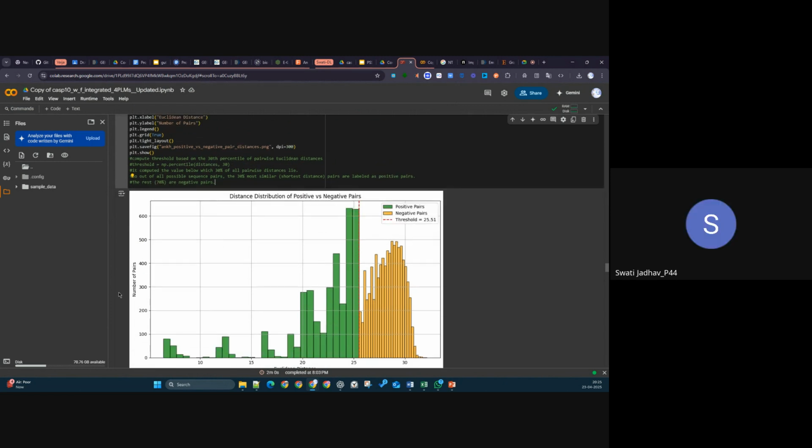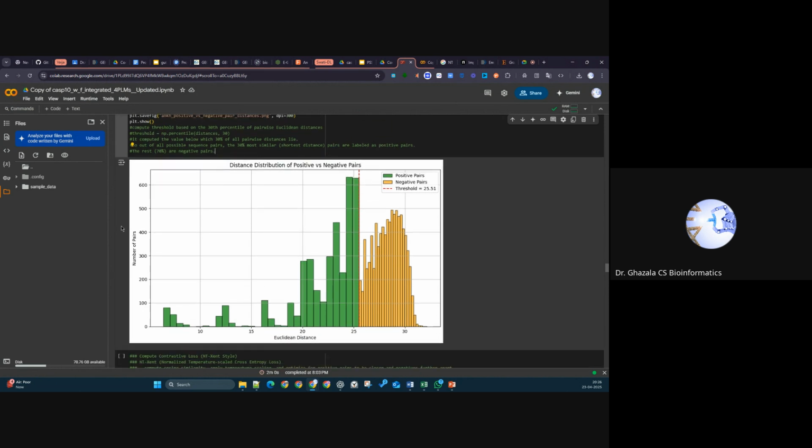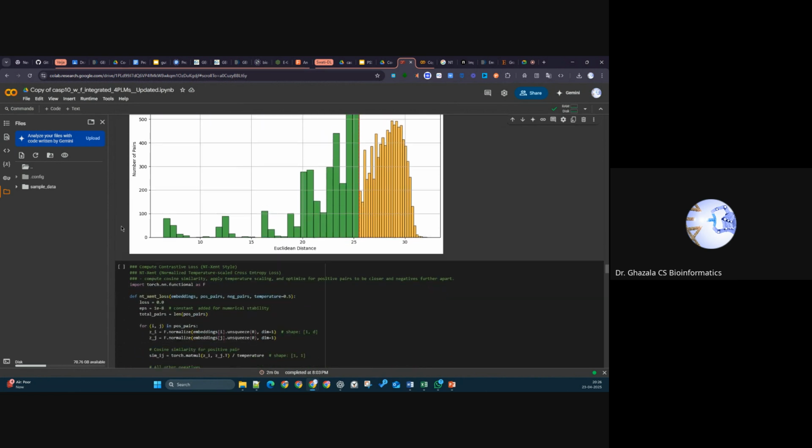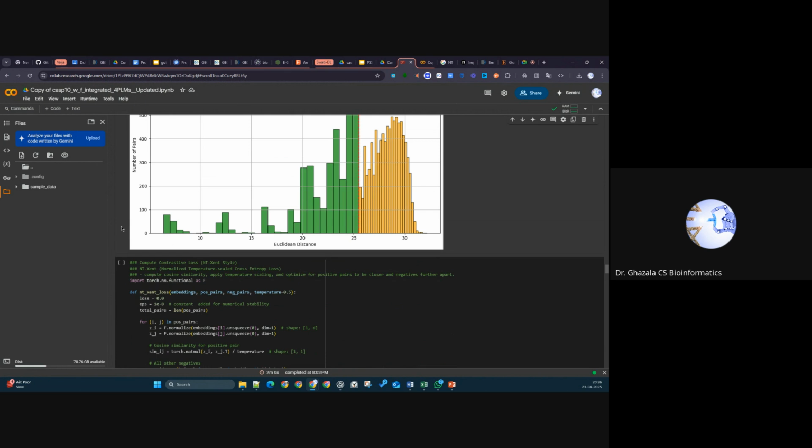So if any sequence was not there, for example, in the ANT model, if some of our sequences were not there, then in that case, we might have got a different number of positive pairs and negative pairs. But maybe in other CASP data, there is a possibility that we get different pairs, and in that case we can have a discussion for that.